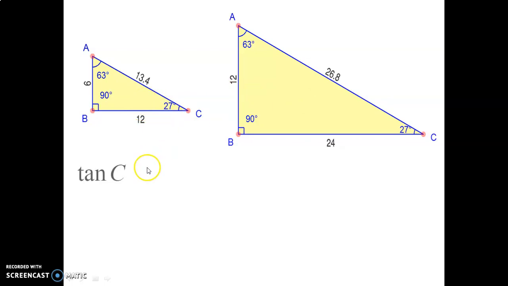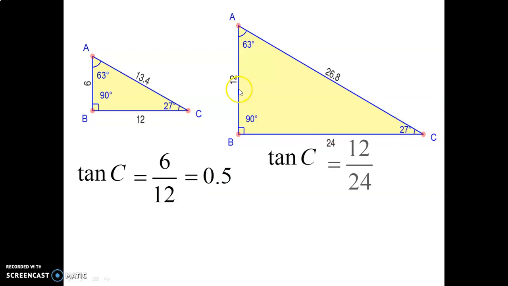If we set up a tangent here, it's tangent of C, opposite over adjacent, 6 over 12, and that gives us 0.5. If we set up a tangent of angle C here, even though it's a bigger triangle, we can still find that we have 12 over 24, which is also 0.5.